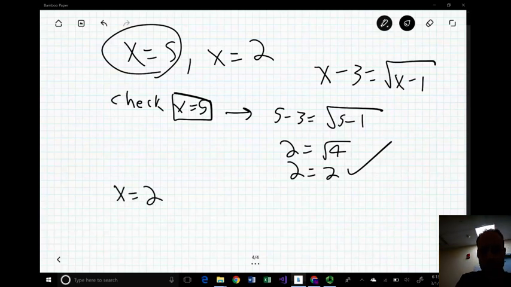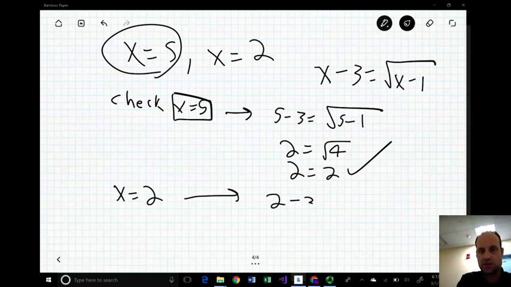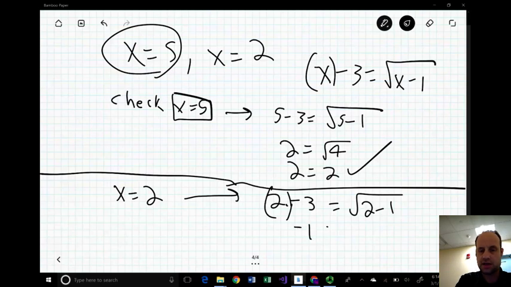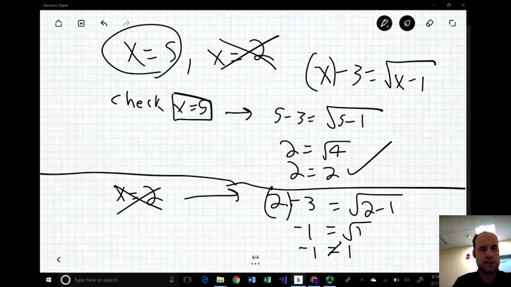Next one we have is x equals 2. So right here we'll do that. So that's going to give me what? So that will give me 2 minus 3. Let me separate this out. Okay, 2 minus 3, right? I'm just plugging in x right here. I'm plugging in 2, of course. Equals the square root of 2 minus 1. 2 minus 3 is negative 1 equals the square root of 1. Something looks fishy here. Negative 1 equals 1. That is a no. It does not equal. That is gone.